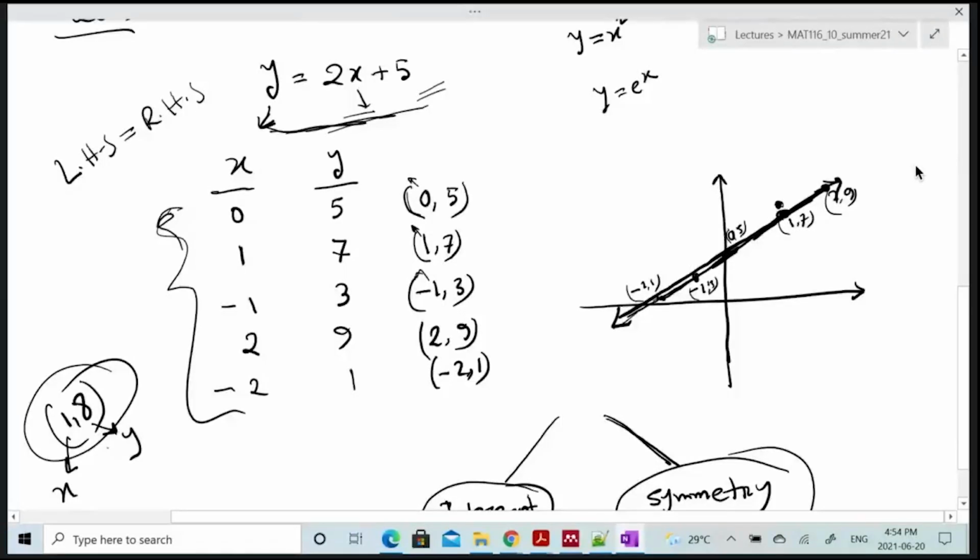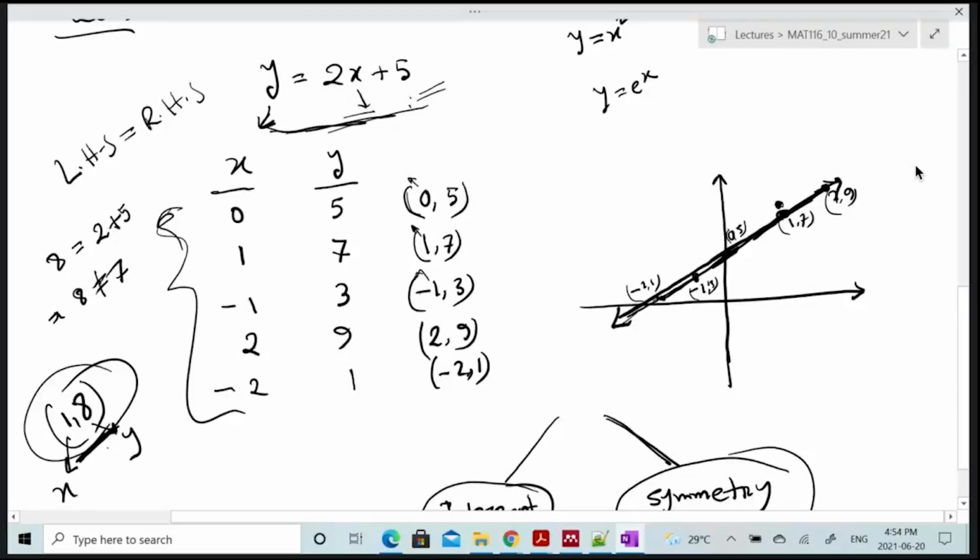So now if we substitute here, we are going to have 8, the value of y, equal to 2 plus 5, which will be 8 equal to 7. That's not true. So this point does not satisfy the equation. So this point is not going to lie on the graph of it.